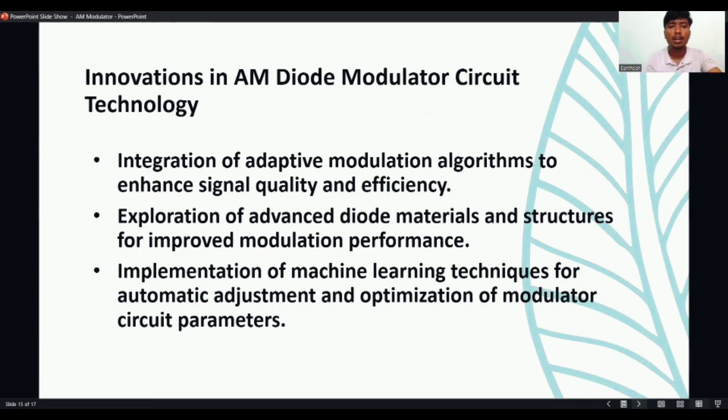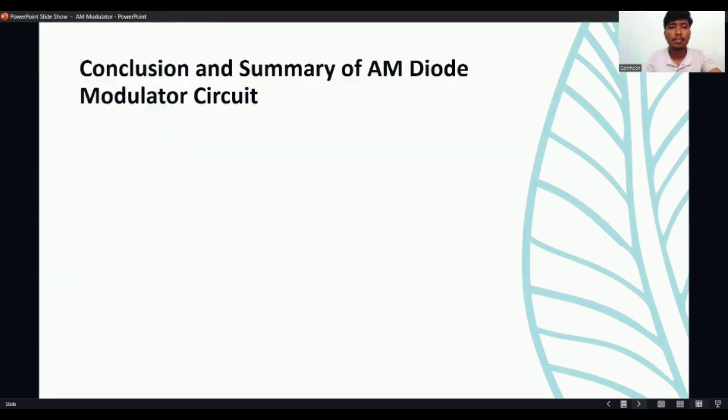And then innovation in AM diode modulator circuit technology. What innovations can be made in the AM diode modulator circuit? Those are integration of adaptive modulation algorithms to enhance signal quality and efficiency, and exploration of advanced diode materials and structures for improved modulation performance. And finally, implementation of machine learning techniques for automatic adjustment and optimization of modulator circuit parameters.